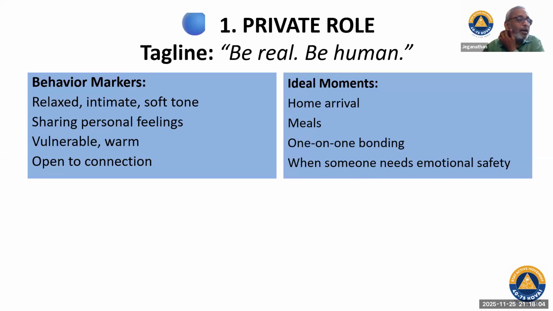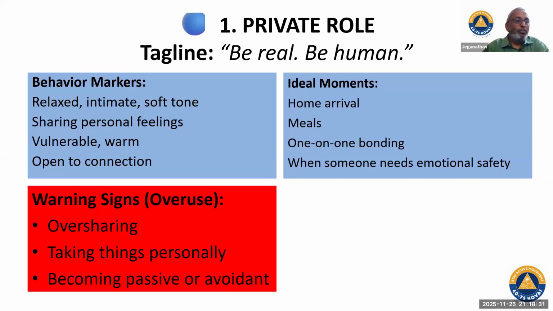So once the behavior markers are there, then the ideal moments, right? The ideal moments will be the home arrival when you enter your home, during your meals, during one-on-one bonding, some discussions when someone needs emotional safety. These ideal moments are very limited here, but they can be much more depending on your family situation and your circumstances. Then, what is the warning sign when we overuse the private role?